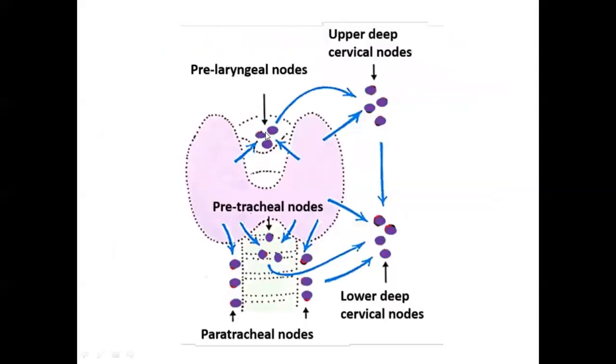So you can see the prelaryngeal nodes over here. Then you have the pretracheal nodes in front of the trachea, paratracheal on either side. Then you have the upper jugular nodes and the lower jugular nodes.